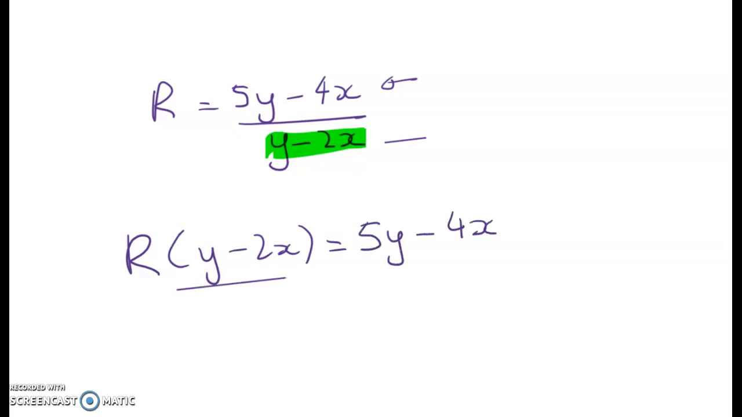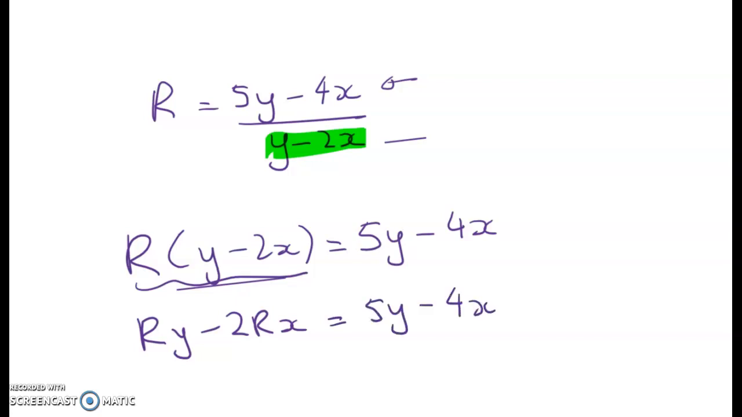And if I expand this out, we start to be able to see how we can split out the terms that have got x. Just write that out a bit better. So we'll expand everything. We get r times y minus 2r times x is equal to 5y minus 4x.